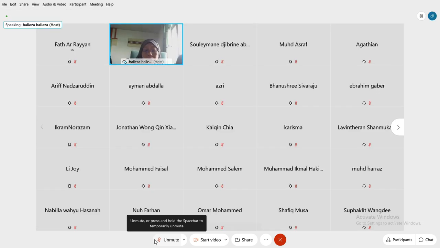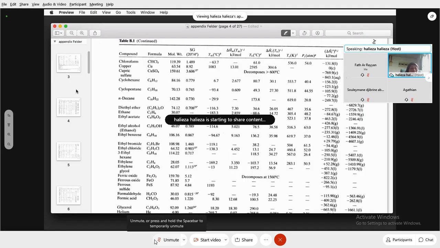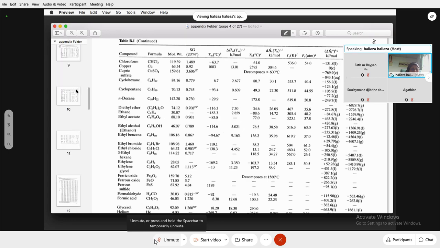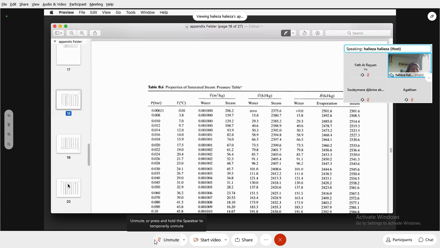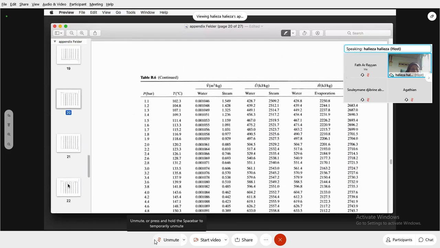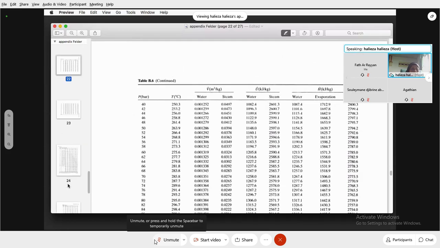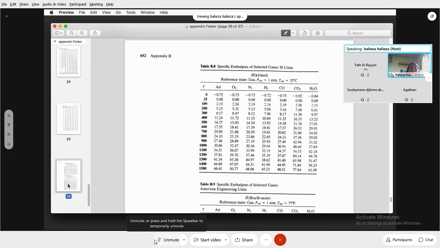For example, I need to share the appendix with you. Let's look at one table, B8. I'm not sure what page it is. Is this B8? No, it's B6. Still B6. Okay, that's B8. Let me see, am I sharing it? Yes, I'm sharing it with you.